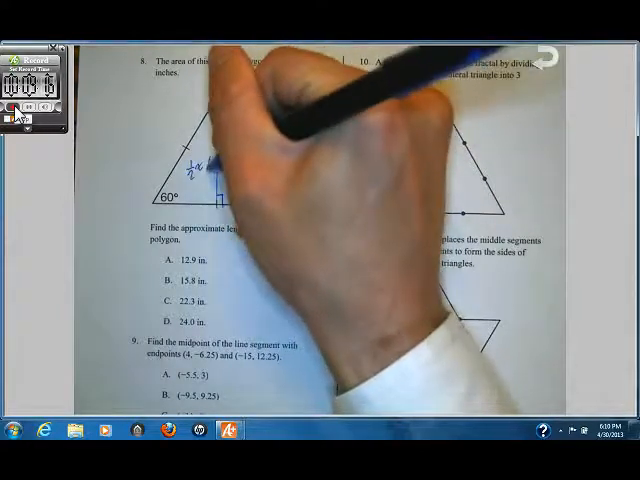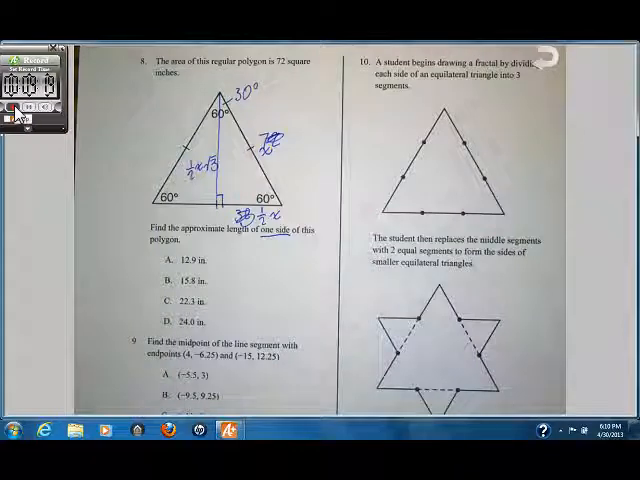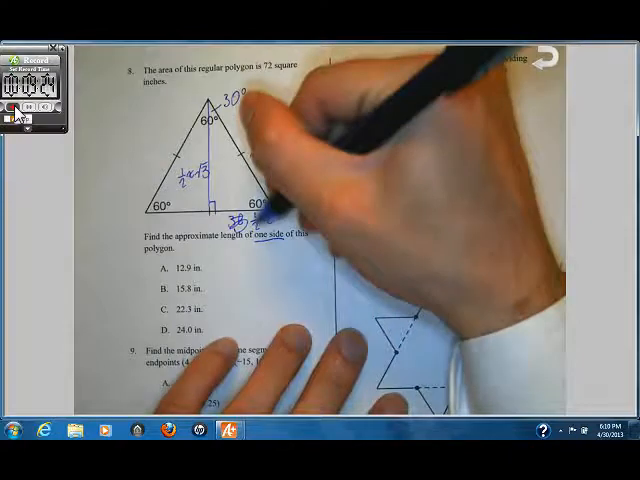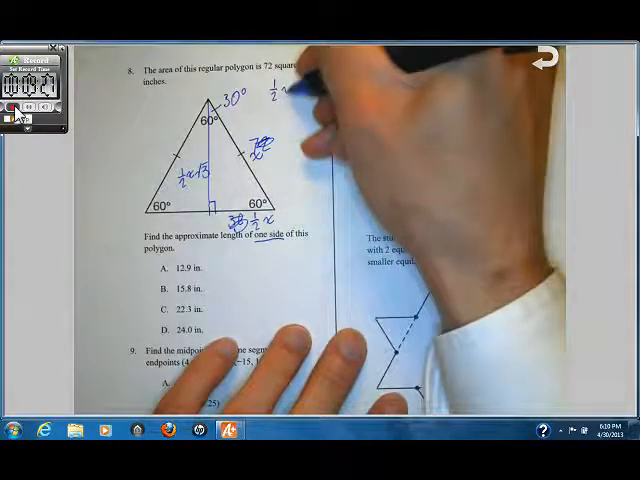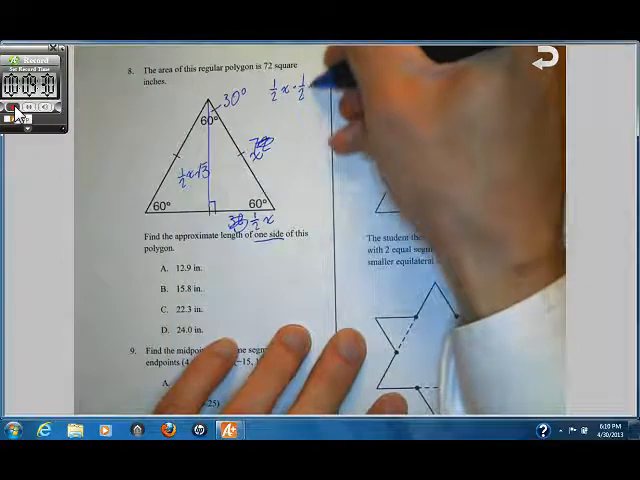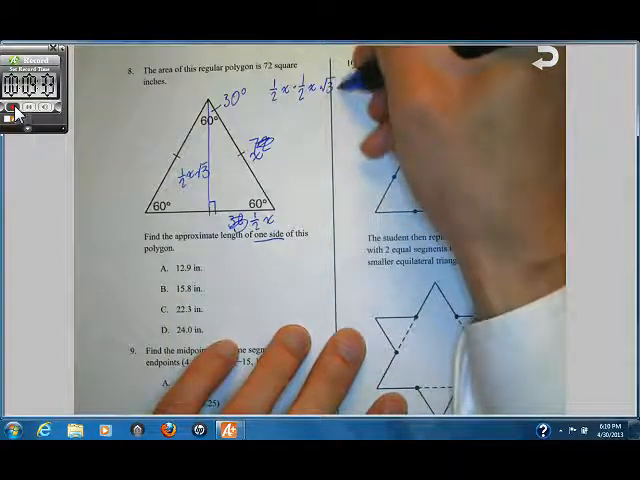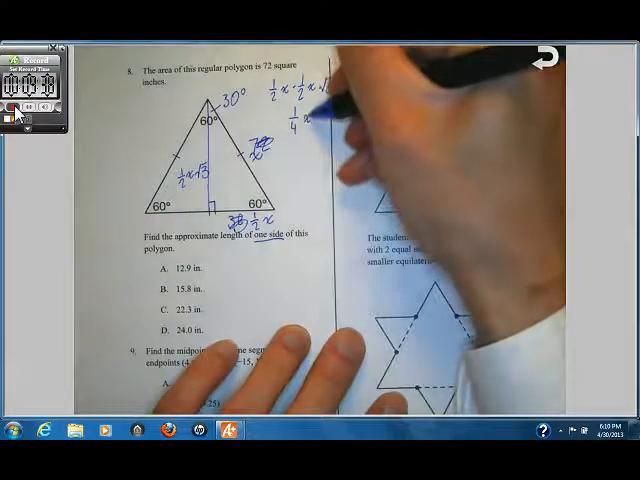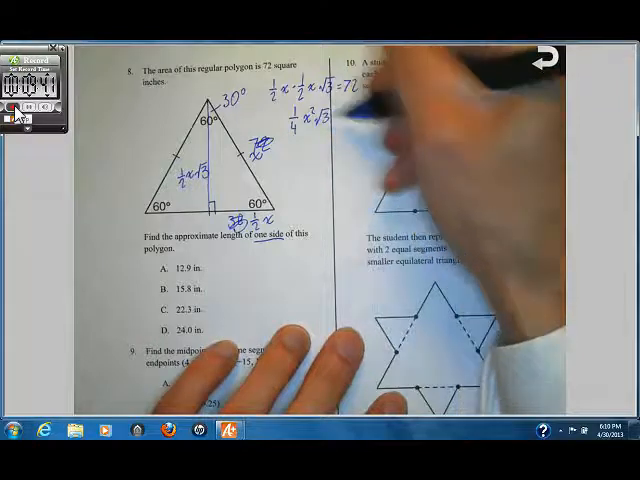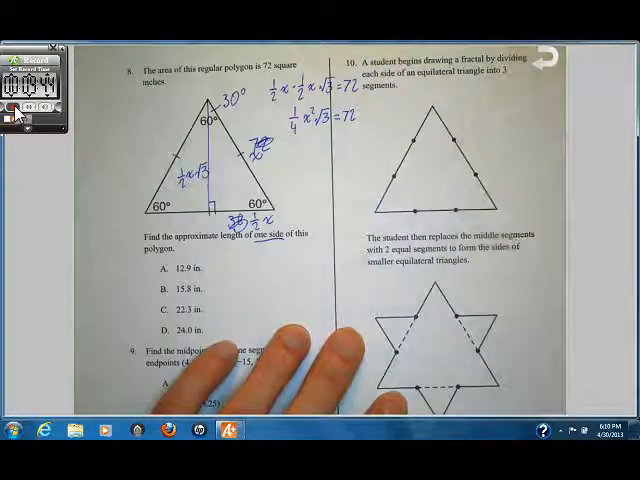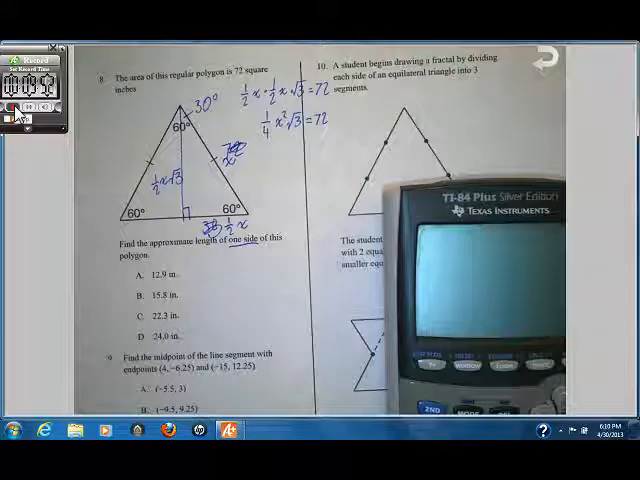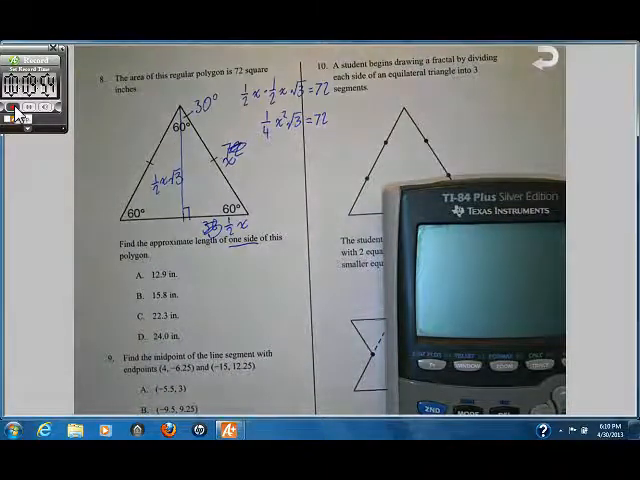So we have half of x times half of x root 3 is equal to 72. So this is actually 1/4 of x squared times the square root of 3 is equal to 72. So now we're going to multiply, and basically we're taking this part and flipping it over and turning it into a rectangle. That way we don't have to deal with the 1/2 base times height. So now we're going to take 72 and multiply it by 4. That's going to give us 288.